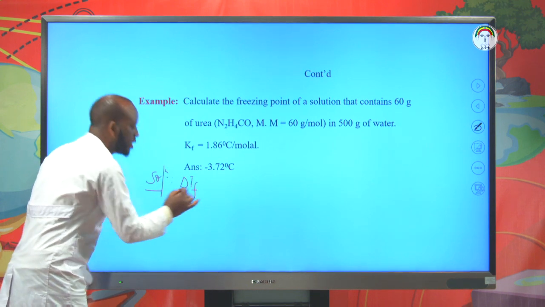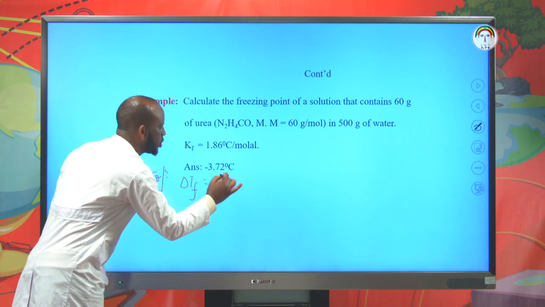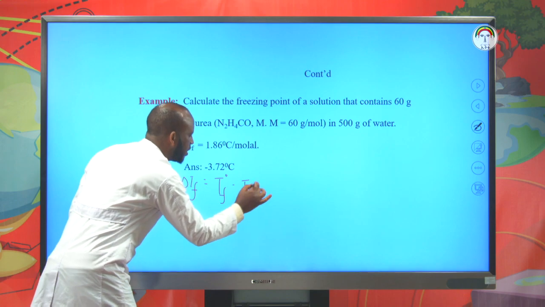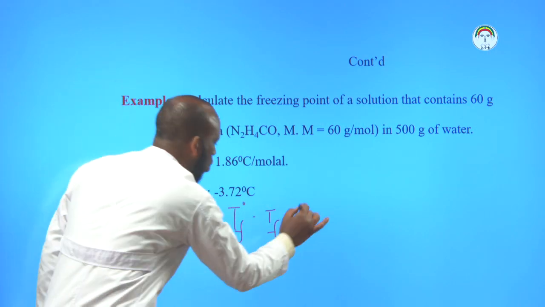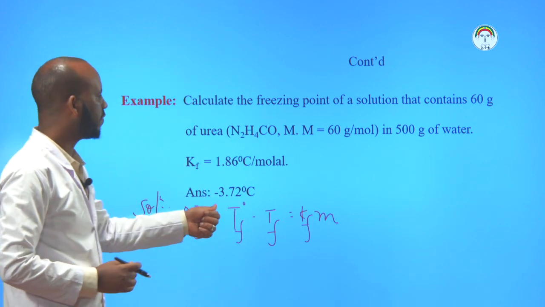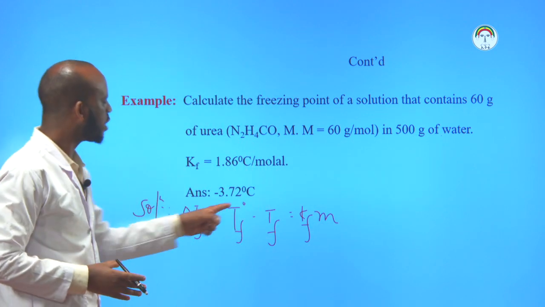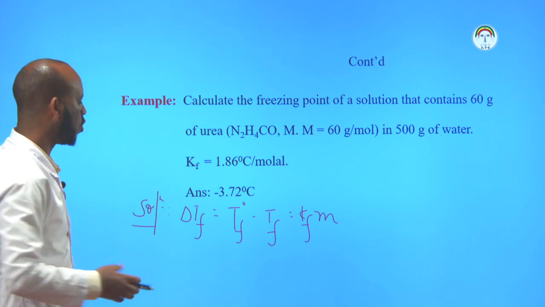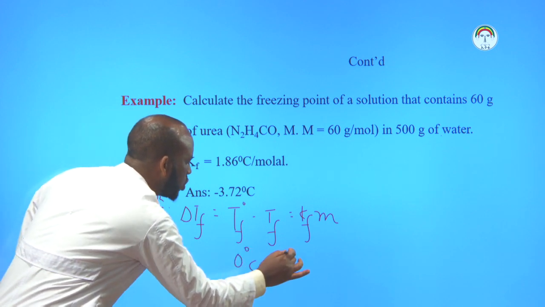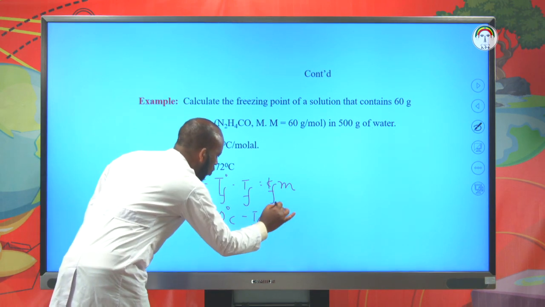Now, delta Tf, freezing point depression, the lowering in freezing point, equals freezing point of pure solvent T naught F minus freezing point of the solution Tf, which equals freezing point depression constant Kf times molality of the solution. Now the solvent is water. We know that water freezes at 0 degrees centigrade. Therefore, T naught F is 0 degrees centigrade. This is 0 degrees centigrade minus Tf equals Kf times molality of the solution.